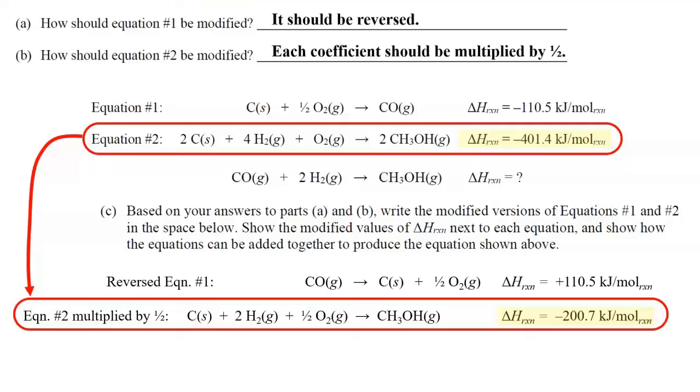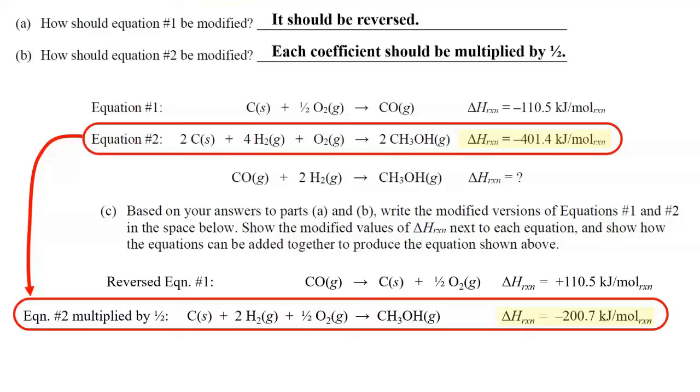But because I multiplied each and every coefficient by 1/2, now my delta H has also been multiplied by 1/2. So it was negative 401.4 kilojoules per mole of reaction. Now it's going to be half that value. So it's negative 200.7 kilojoules per mole of reaction. So it says we've already shown the modified versions of the equations. Okay, so I've done that. Shown the modified values of delta H.